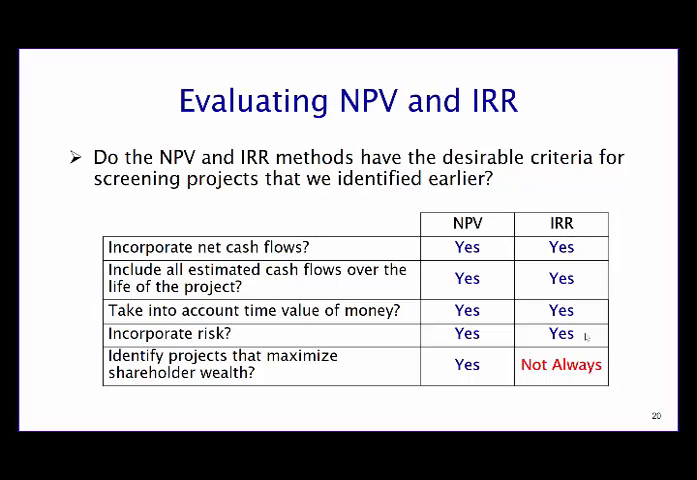With the IRR technique, with mutually exclusive projects, as we saw in the example, the IRR technique may identify a project with a higher IRR that actually has a lower net present value. So the IRR has one flaw there compared to the NPV. So the NPV is the superior method over the IRR.